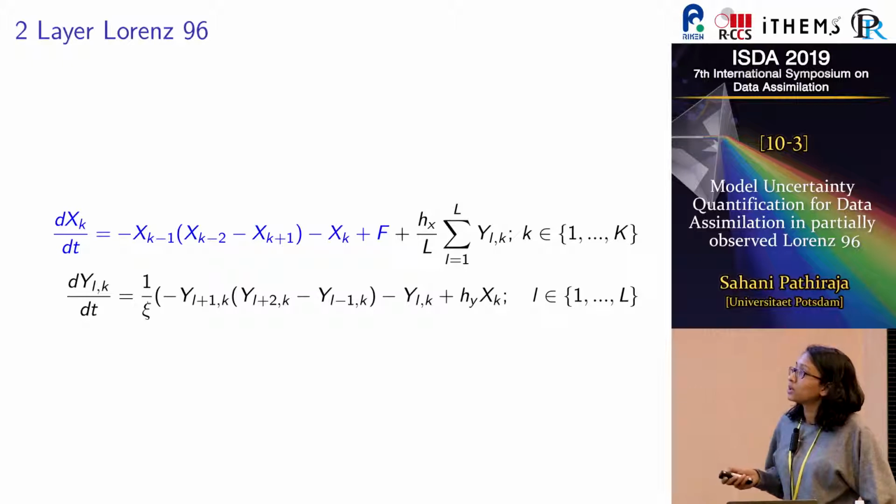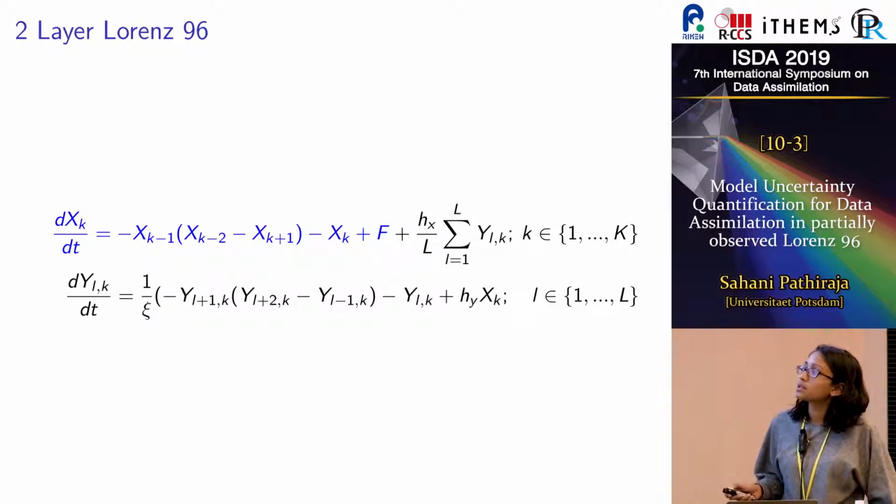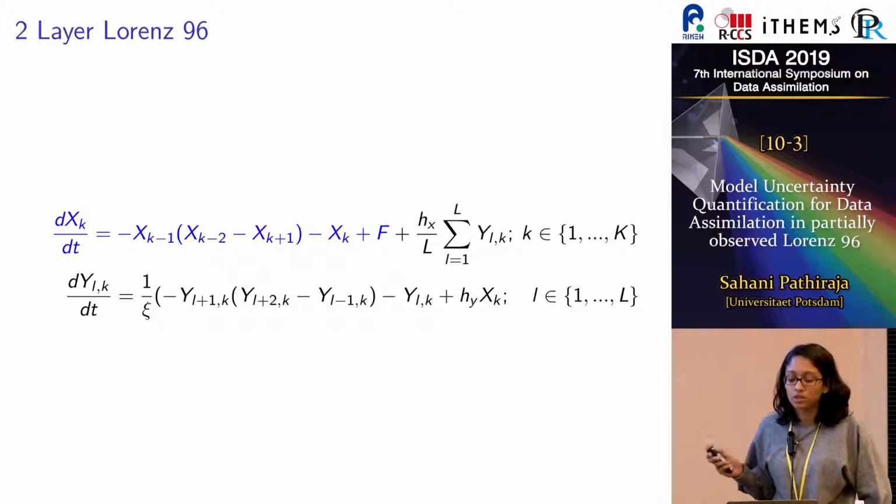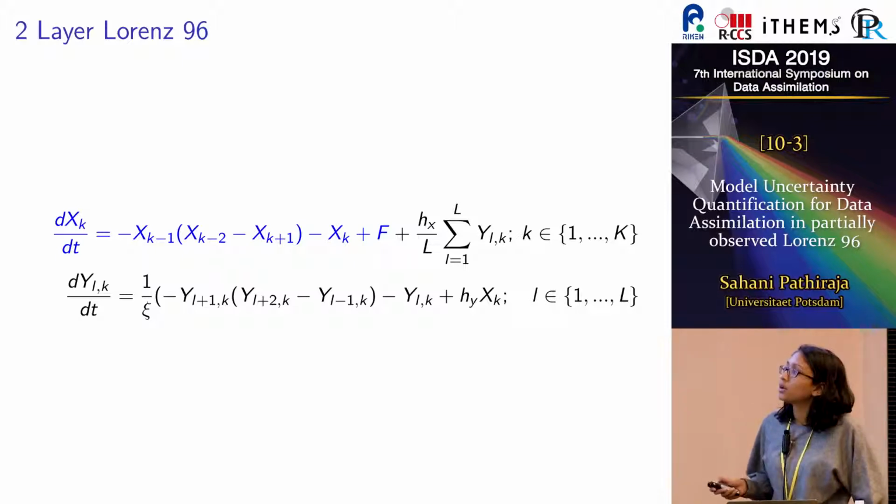So in equations, the system that we're dealing with is of this form. The coarse scale variables are the x's, the fine scale variables are the y's. And the assumption is that we only have access to this equation in blue. And the effects of the fine scale processes are captured by this subgrid tendency term. And this is effectively the eta term that we're trying to estimate using only partial observations of this x.